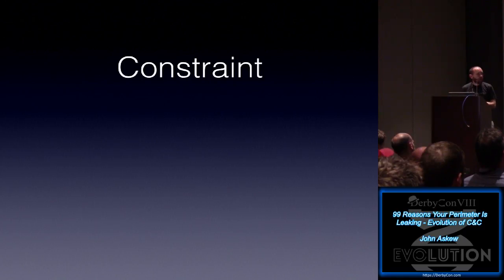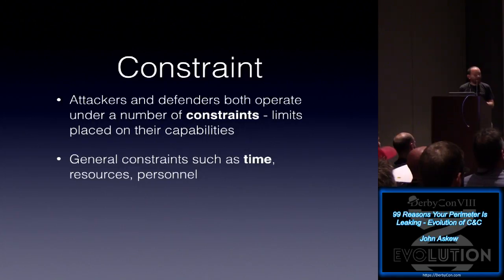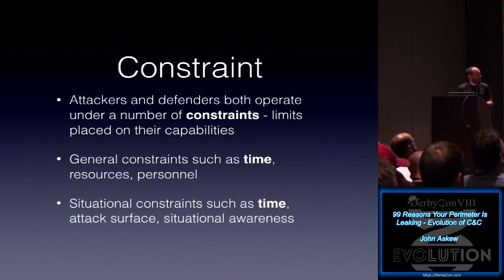On the flip side, you've got this idea of constraints. Attackers and defenders both operate under a number of constraints, which are limits placed on those capabilities. These can be general, that apply to your blue team as a whole or your red team as a whole. How much time, resources, and personnel do you have to be able to do research and to develop things? More specifically, we've got situational constraints, like attack surface.